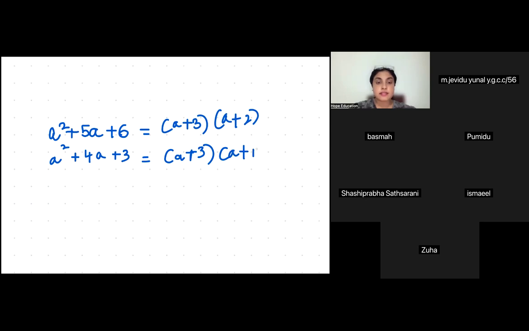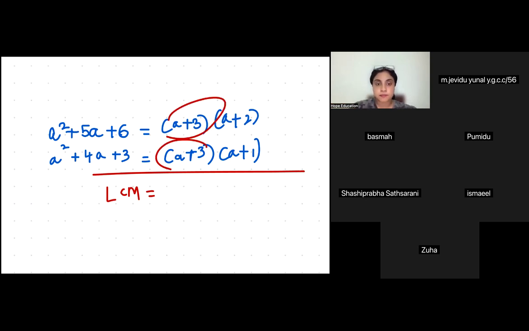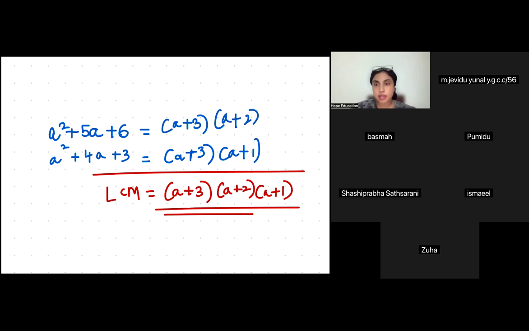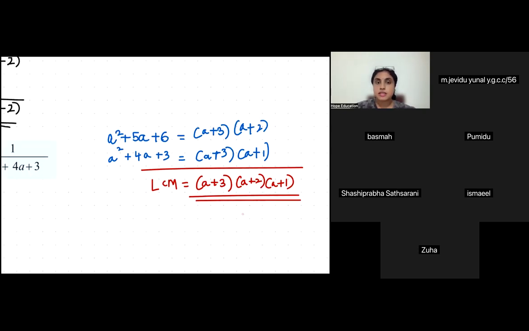So when we get the LCM, we look at all the factors and take the highest power. A plus 3 is in both places, so it's a plus 3, a plus 2, a plus 1. And this is the LCM. Is that part clear? Getting the LCM or the common denominator, is that part clear? Others?